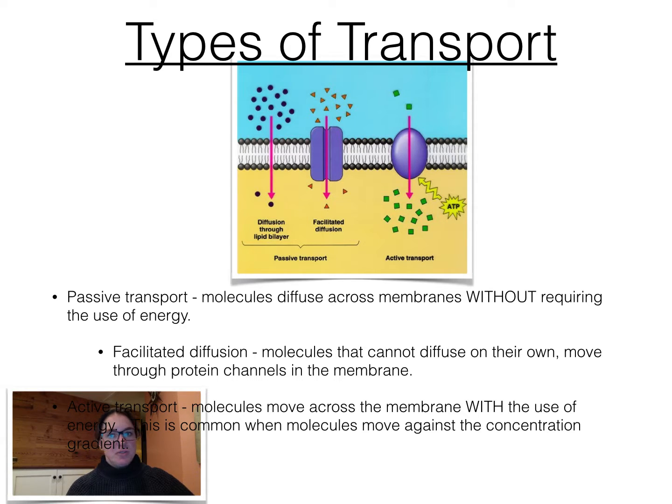Active transport, as you can imagine, active requires energy to be active. That's when molecules can move across the membrane with the use of energy. This is common when molecules move against the concentration gradient, meaning that if there's more molecules on the inside than on the outside, as this shows, and those molecules on the outside want to get to the inside, that's the opposite of what happens in diffusion. Those molecules can't do it on their own. That protein channel actually has to use its energy to open up, let those molecules through, and then uses energy to shut the protein channel.